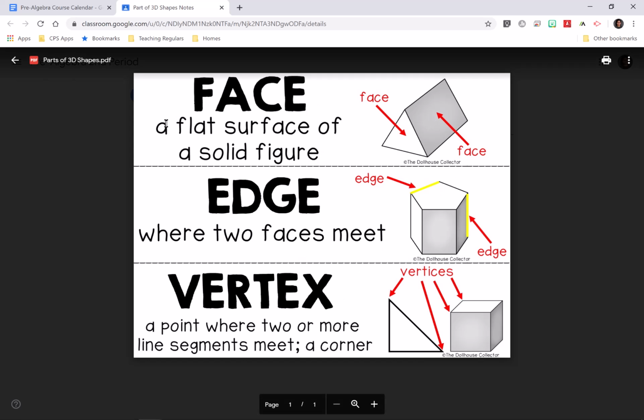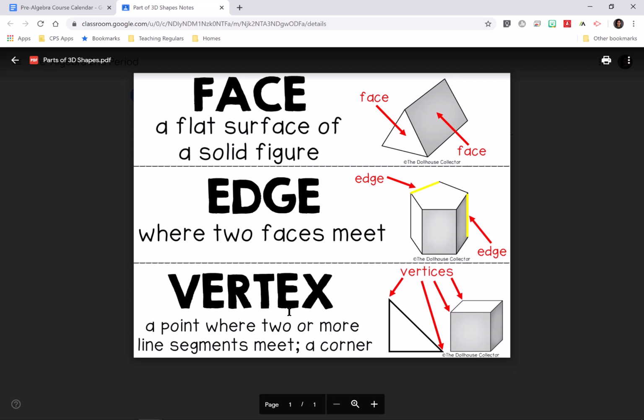So here you have the definition of a face. It says a flat surface of a solid figure. So they have one face shaded in gray, another one shaded in white. And ultimately, faces are just going to be 2D shapes, two-dimensional shapes that make up those flat surfaces. When we talk about edges, it's where two faces meet. So you could see the edges here highlighted in yellow.